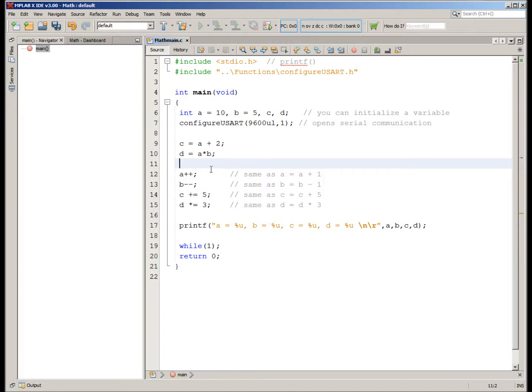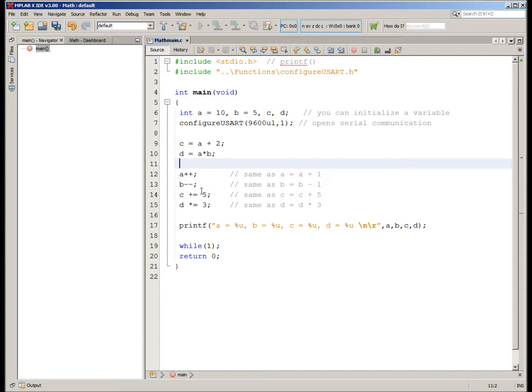So a is 10, so this is now a is 11. And here b was 5, so b would be 4. There's even somewhat slightly more complicated expressions. Plus equals means take the value of c and add 5 to it and put that new value in c. So c we said was 12, and we're adding 5, so c will be 17.